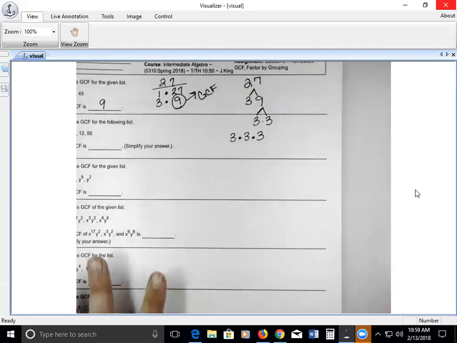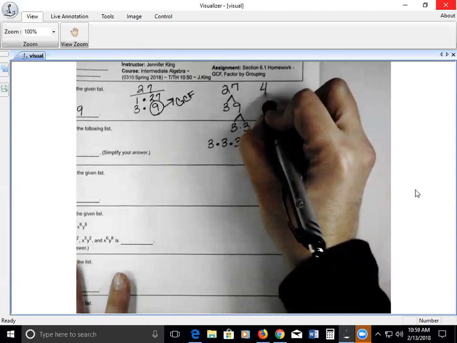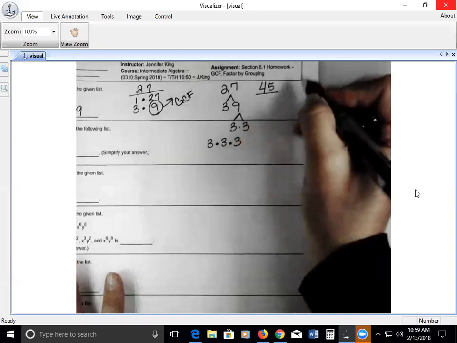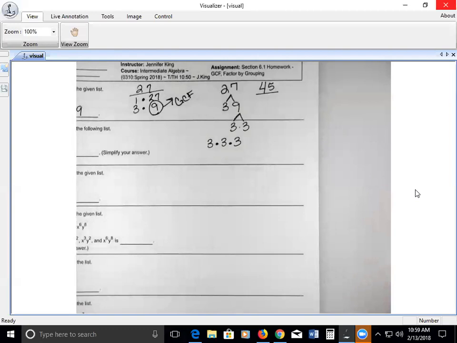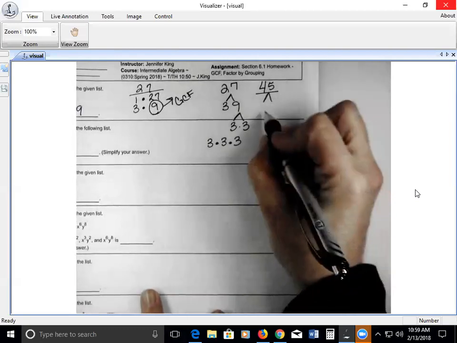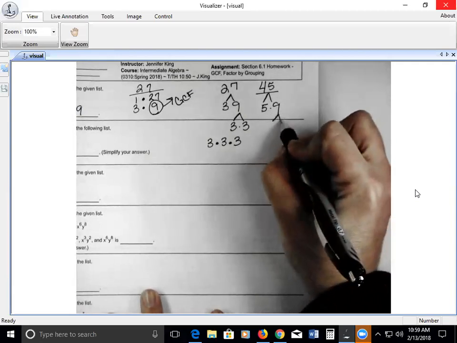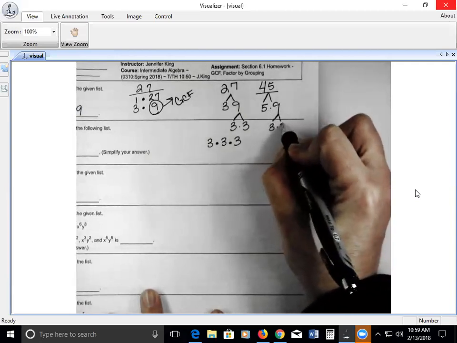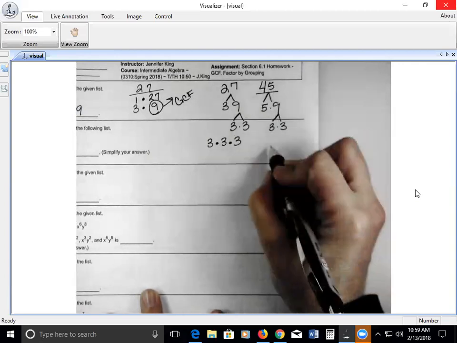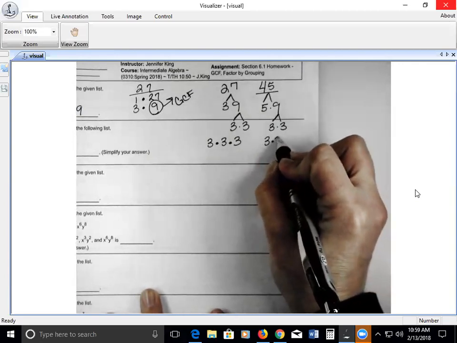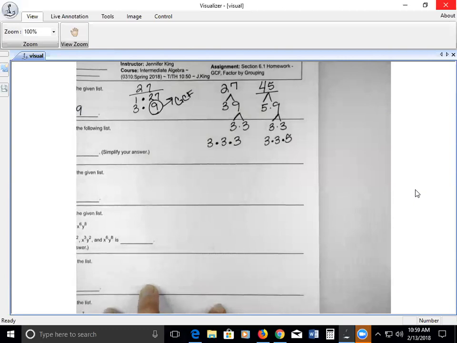All right, let's do 45. Let's break 45 down. What's the prime factorization of 45? Well, factors of 45 are 5 and 9, right? What's the prime form of 9? 3 and 3. So what's prime factorization of 45? 3 times 3 times 5.